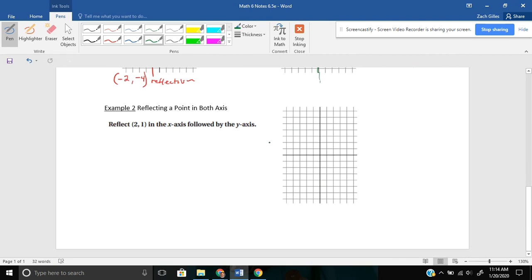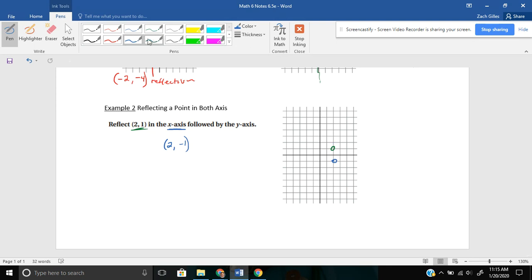Okay, let's try the next example where it says reflecting a point in both axes. So it says reflect 2, 1 in the x-axis followed by the y-axis. I'm going to do a couple different colors for this. I'll start with green for my original. So 2, 1 over 2 up 1 is the original. And first they want me to reflect that in the x-axis. Okay, remember when I reflect in the x, I keep the same x coordinate, so 2, and I take the opposite y, so -1. So starting at 0, right 2, down 1. That would be the reflection in the x-axis.